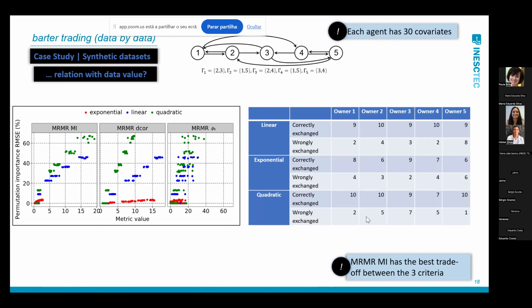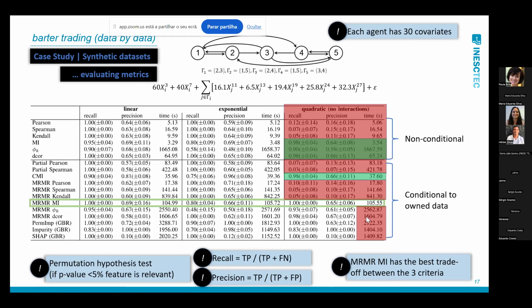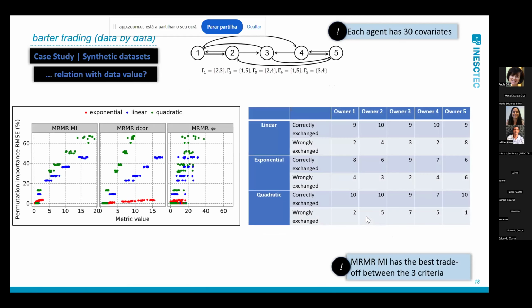So based on that, here we just see the metrics that are good to detect if a feature is relevant or not. But now, what is the relation with data value? Because the goal of the market is to trade data value. We did some plots where we compare the metric value. Here we have the maximum relevance, minimum redundancy for mutual information, for the distance correlation, and for the Phi-K metric. And in the y-axis, we have the permutation importance of the real model because we generated the data. We know exactly the coefficients of each feature.